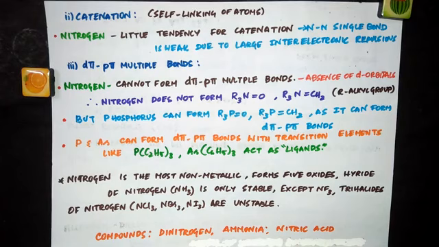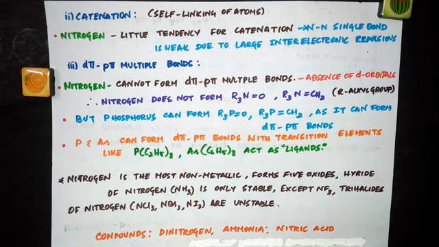And the next property is catenation. You know what is catenation? It is the self-linking of atoms. We know about carbon's catenation property. The reason why we have a separate branch of chemistry for organic compounds is because of this catenation property of carbon, because carbon can bond with itself and form a very long chain. That self-linking of atoms is called catenation.